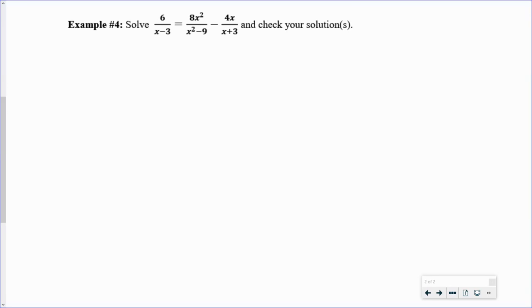Okay, so we are back for the final example that I'm going to complete for you. This is another one where we're going to have to multiply both sides of the equation by the least common denominator of all of the rational expressions, because this is not a proportion like we saw in example number 3. So let's go ahead and get started in on that.